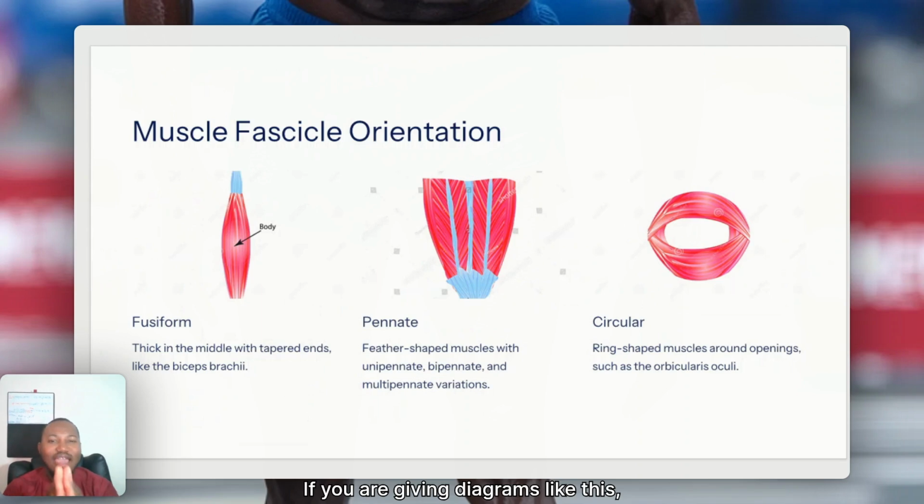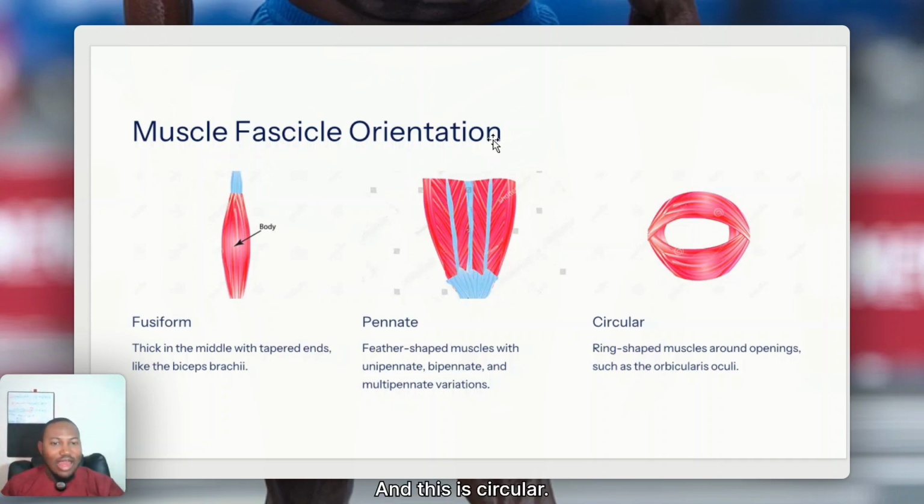If you are given diagrams like this, as you are seeing right now, are you able to identify these things? For example, if you look closely, this is the body of fusiform. You will know fusiform by the body. The body is fat, so thick in the middle with tapered ends. But this is pennate. You see? This is pennate, like a feather.